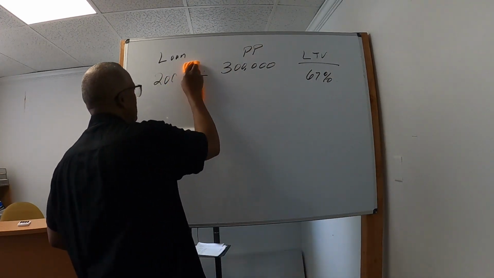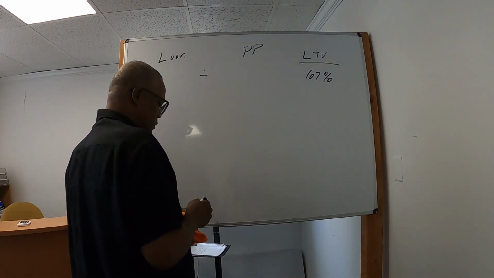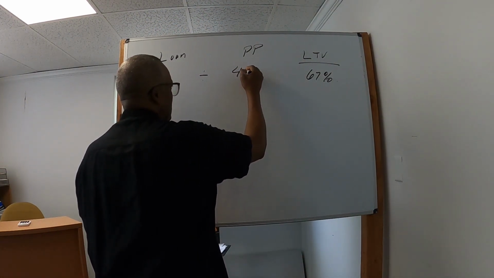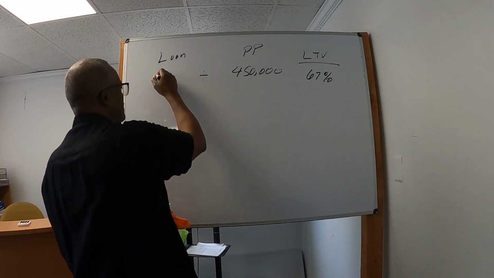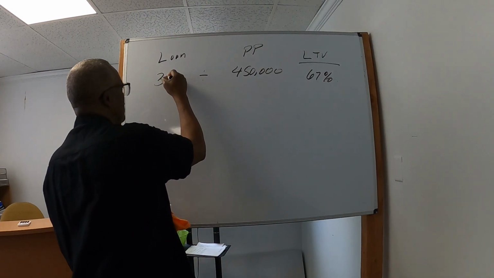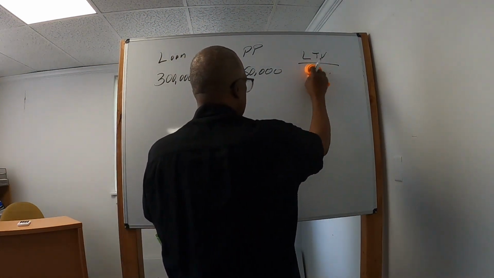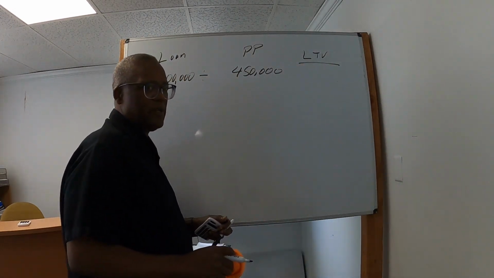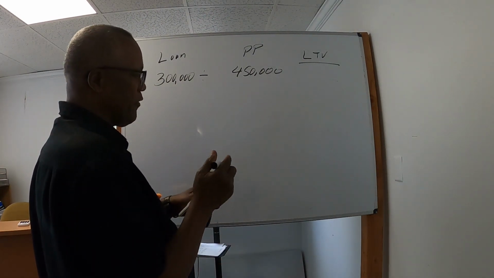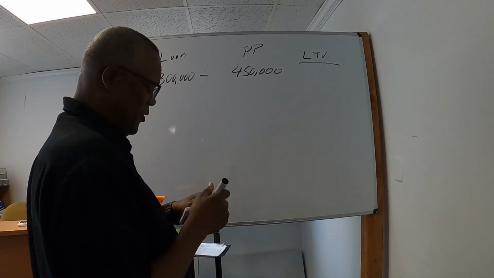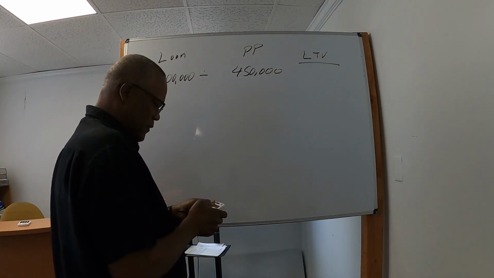All right, so we're going to take the loan amount. We'll say the purchase price in this particular one is $450,000, and our loan amount is $300,000. One thing I like doing to keep it easy is putting the little number in front of the big number. If you got a big number in front, you know we got a problem. So we got 300,000.